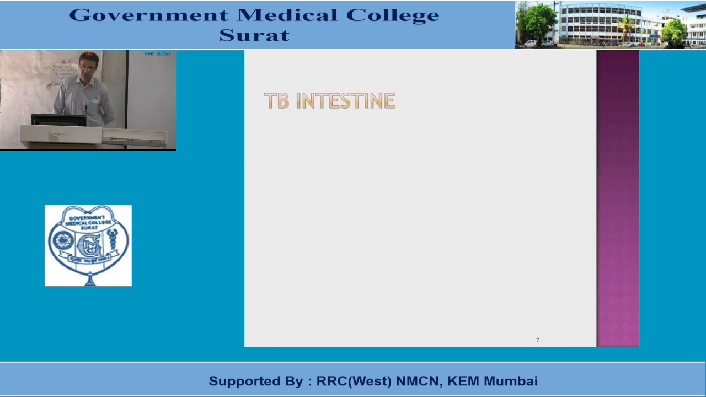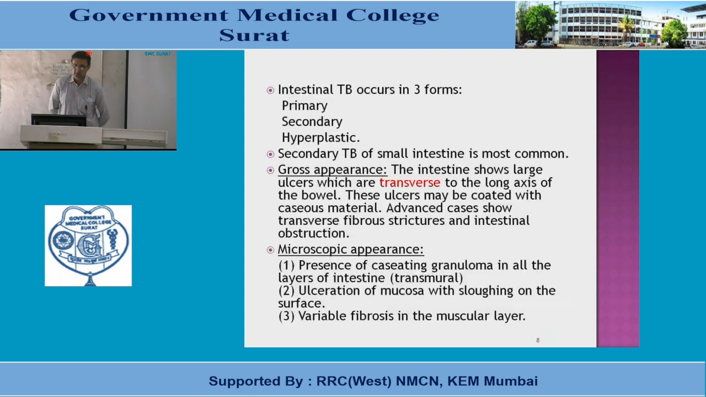Now the second one is tuberculous intestine. Intestinal TB occurs in three forms: primary, secondary or hyperplastic. Secondary tuberculosis of small intestine is most common. In gross examination, the intestine shows large ulcers which are transverse to the long axis of the bowel. These ulcers may be coated with caseous material. In advanced cases there is transverse fibrous stricture and intestinal obstruction.